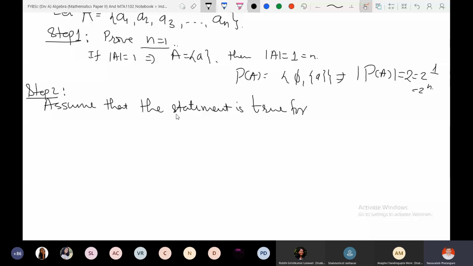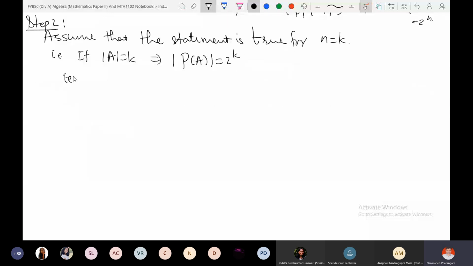So assume that the statement is true for n equal to k. That is, if the cardinality of A is equal to k, then the cardinality of the power set of A is 2 raised to k. That is clear to see. Anyway, now what is the third step? The inductive step.